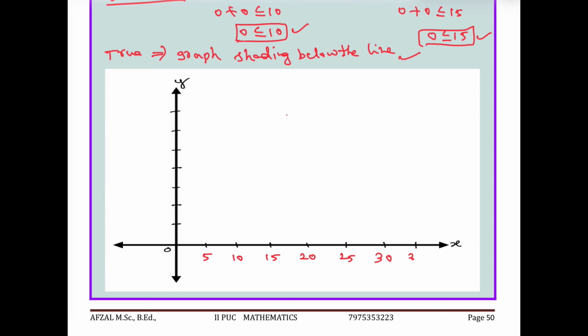Then, to check whether they are independent events or not, probability of E intersection F should equal probability of E into probability of F. Probability of E is 1 by 3, probability of F is 1 by 2. If you multiply, 1 by 6. The probability of E intersection F is 1 by 6. Therefore, E and F are independent events.